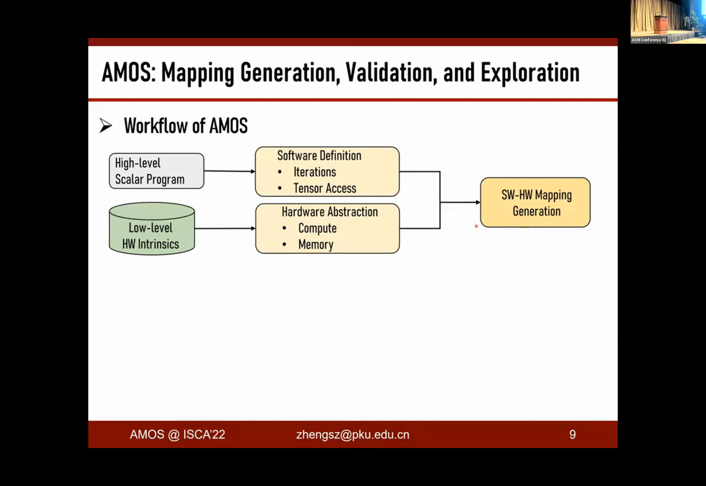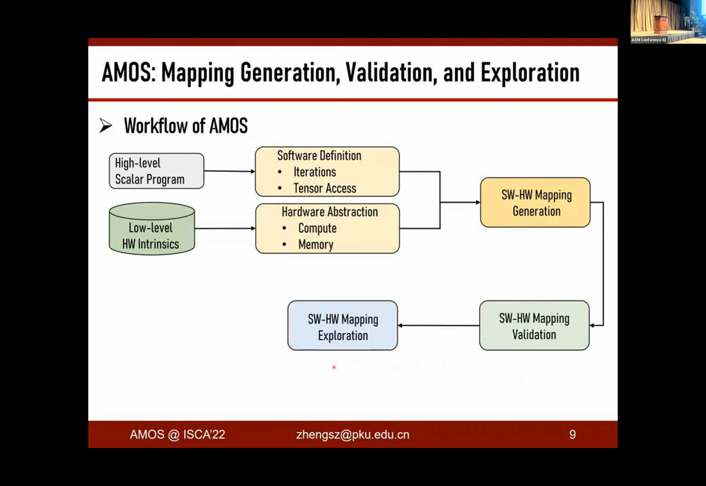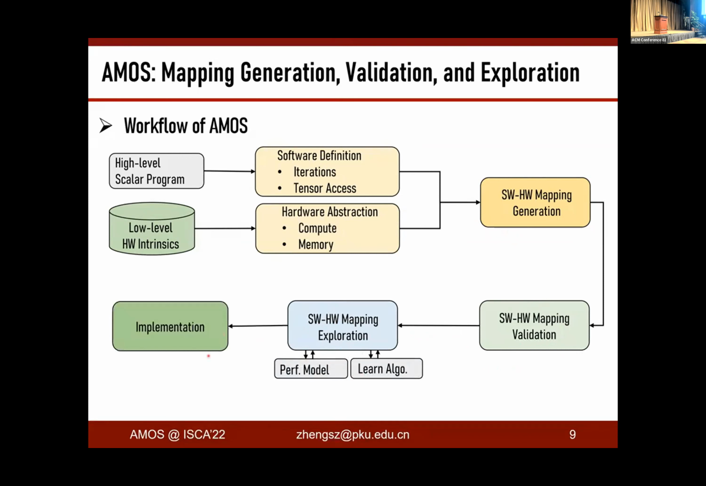AMOS can use the abstraction to generate mappings for input software and filter out the invalid mappings. AMOS further uses a validation algorithm to check whether the generated mapping conforms to the original program semantics. The remaining verified mappings, along with other optimizations such as tiling and unrolling, form a large design space to explore. AMOS uses a combination of a performance model and a learning algorithm to explore the large space. Finally, AMOS generates low-level code according to the best mapping from the exploration.